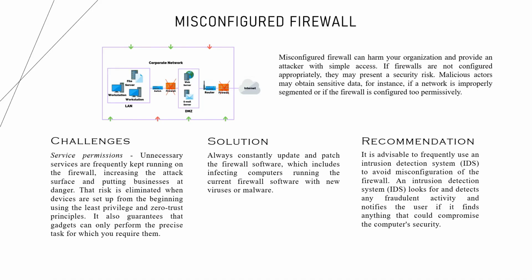The last type of network vulnerability is misconfigured firewall. Firewalls and other network settings can be a potential security vulnerability if they are not configured correctly. A firewall is one of the first lines of defense in preventing cyber attacks. A misconfigured firewall can harm your organization and provide an attacker with simple access. If firewalls are not configured appropriately, they may present a security risk. Malicious actors may obtain sensitive data, for instance, if a network is improperly segmented or if a firewall is configured too permissively.